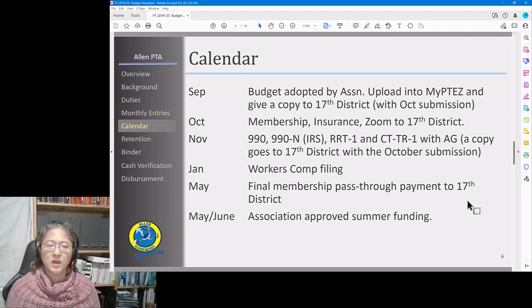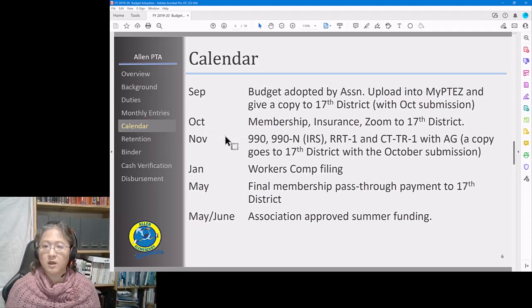Next are some key calendar deadlines that you should keep in mind. In September, we have to get the budget done and get it approved by the association. Without an approved budget, we couldn't write a check. That's very important.